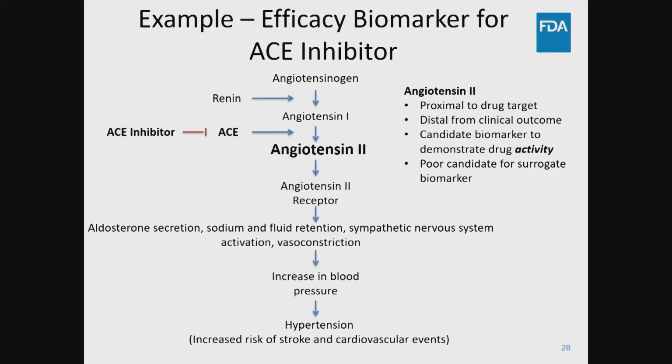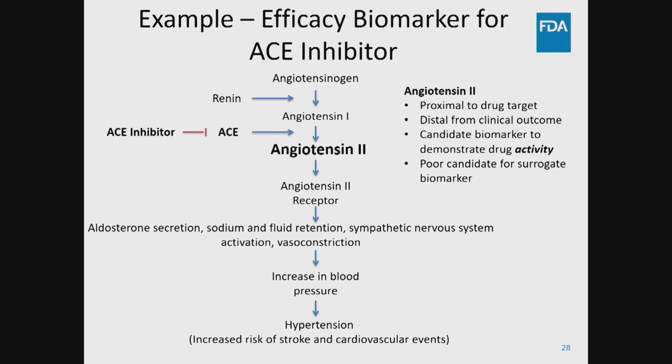So one potential biomarker, assuming that there was an analytically validated way to measure it, would be angiotensin 2. So the advantage is that angiotensin 2 is very proximal to the drug target. However, it's very distal from the clinical outcome. So this would make it a candidate biomarker to demonstrate drug activity. However, it makes it a poor candidate as a surrogate biomarker.